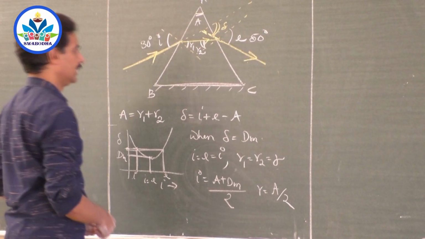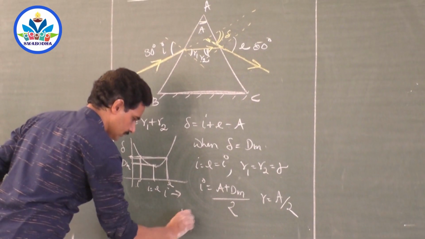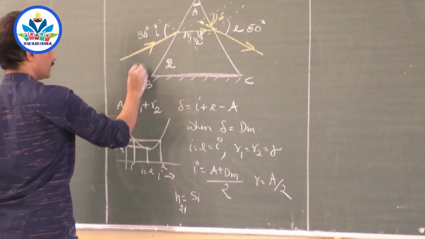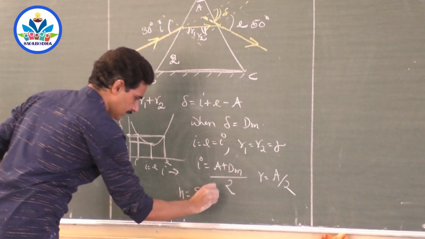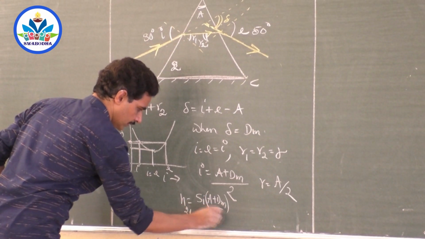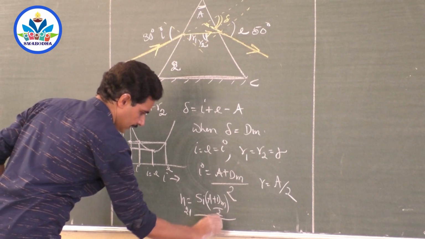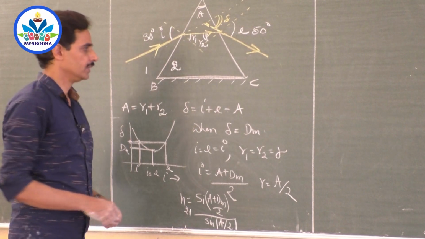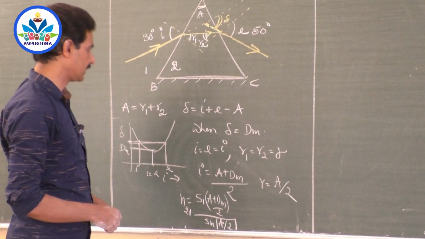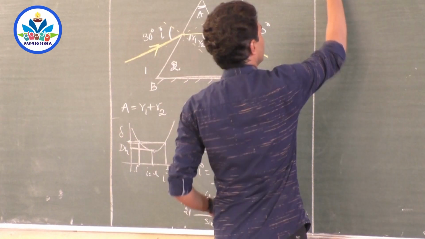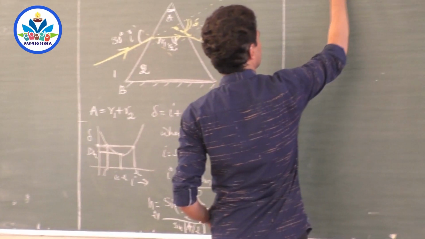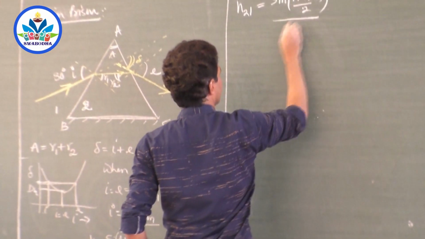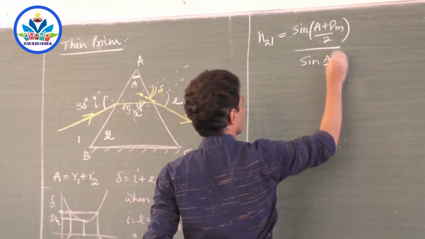Then the final formula, that is n is equal to n21, refractive index of second medium with respect to first medium, sin of (A plus dm) by 2 divided by sin of A by 2. Right? This is the formula that we have got. So refractive index of the material of the prism, I'll write it here, n21 with respect to the surrounding medium, is sin of (A plus dm) by 2 divided by sin of A by 2.